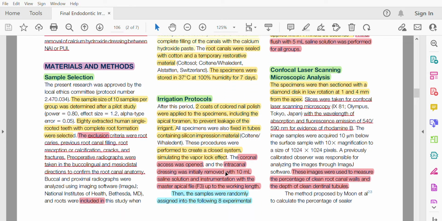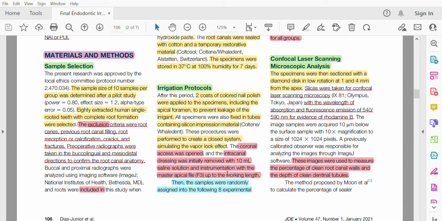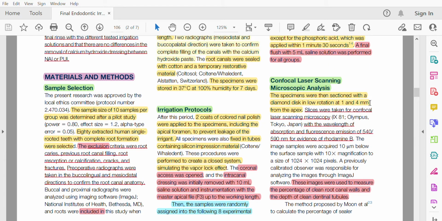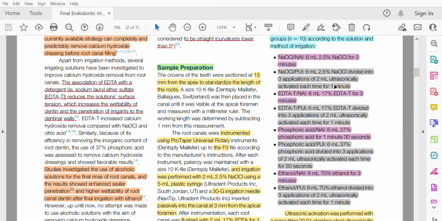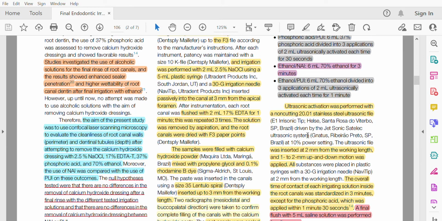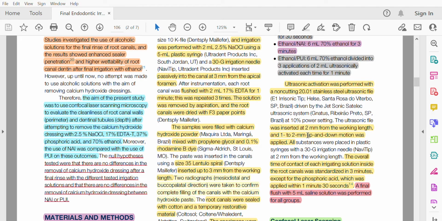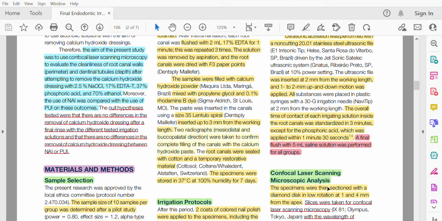After 7 days, the canal was opened to remove the intracanal dressing with 10 ml of saline and instrumentation with the master apical file. These 8 groups had 4 solutions and 2 different methods of irrigation, so each 2 groups had 1 solution and 2 different methods of irrigation. The overall contact time of irrigation inside the canal wall was 3 minutes, except phosphoric acid, which was 1.5 minutes. Then a final rinse with 5 ml of saline.